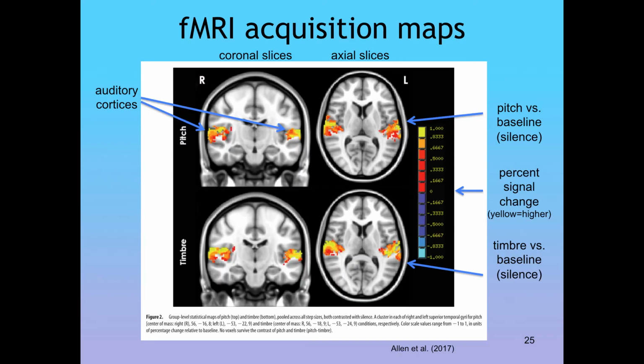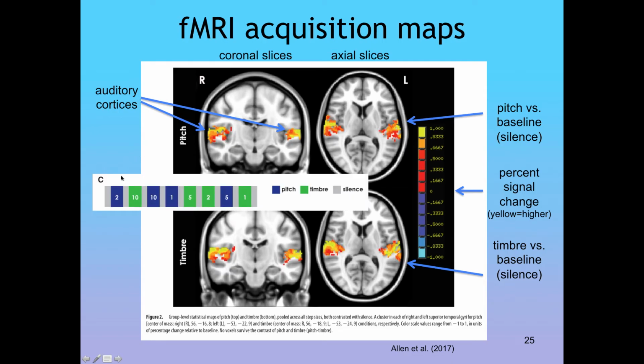So here's an example of the type of images you'll see in these fMRI studies. Here we show both coronal and axial slices. So you play stimuli to your participants, and here we had baseline conditions where no stimuli were playing. That's these gray bits here. And then we compare that to when there's pitch varying or when timbre is varying.